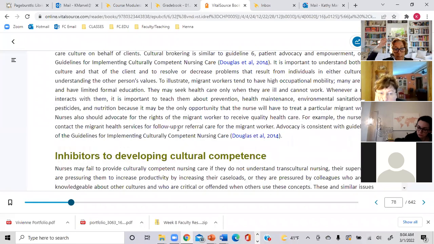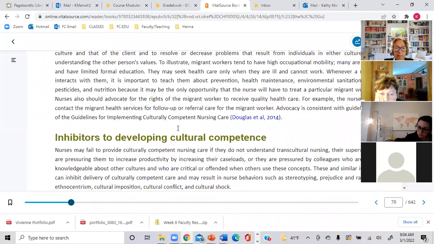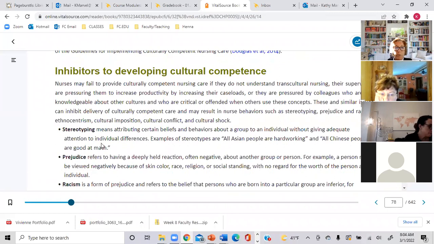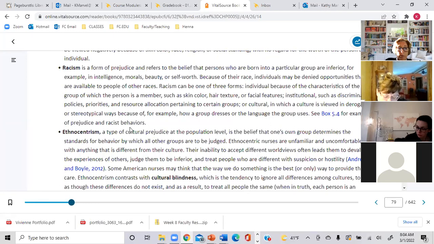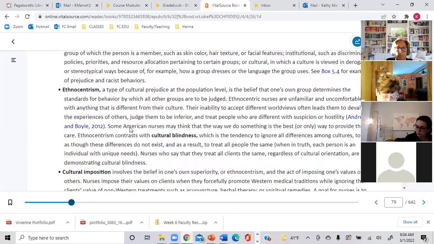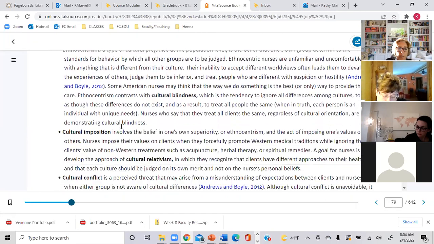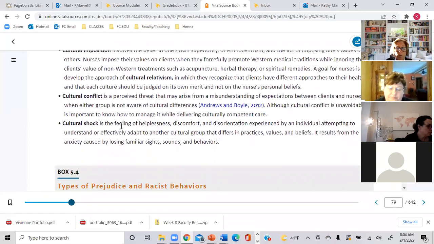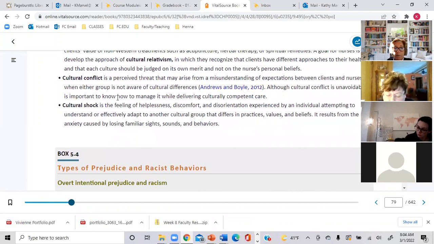And then I think the last section talks about inhibitors to developing cultural competencies. There was a slide about this, but this is in more detail. What is the meaning of stereotyping? What is the meaning of prejudice? What is the meaning of racism? What is the meaning of cultural imposition, cultural conflict, cultural shock?